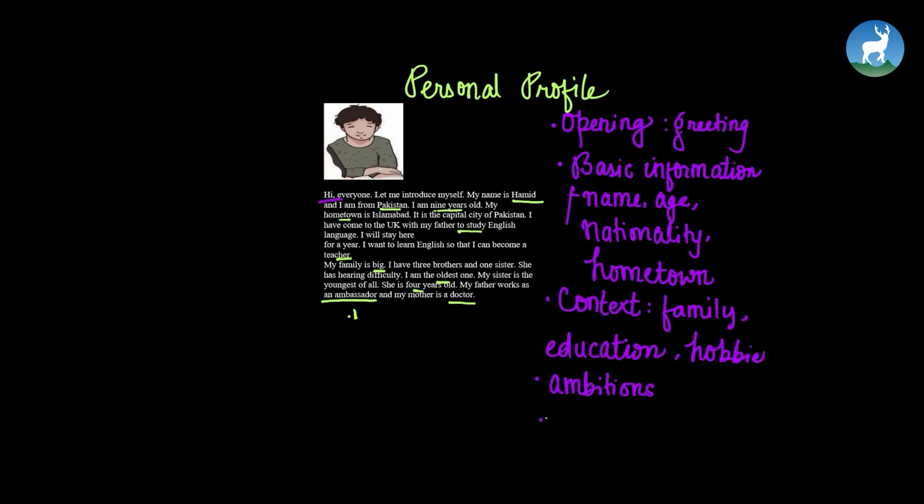Okay, next thing that Hamid has used to explain himself and prepare his own personal profile is he has explained about his family and relationships. He has revealed how many family members he has. He also has revealed who is the oldest and the youngest one, right? So these are the things that could be included to write up a personal profile.